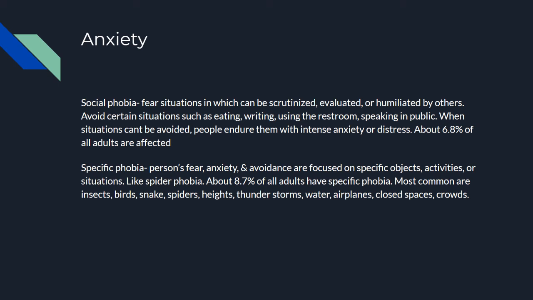In specific phobia, the person's fear, anxiety, and avoidance are focused on specific objects, activities, or situations. For example, a spider phobia. About 8.7% of all adults have a specific phobic disorder in any given year. The most common phobias among Americans are spiders, insects, birds, snakes, heights, thunderstorms, water, airplanes, crowded spaces, closed-in spaces, and even crowds. Most people have a fear of something, but a true phobia may lead to overwhelming fear, vomiting, wild climbing or running, or even fainting.